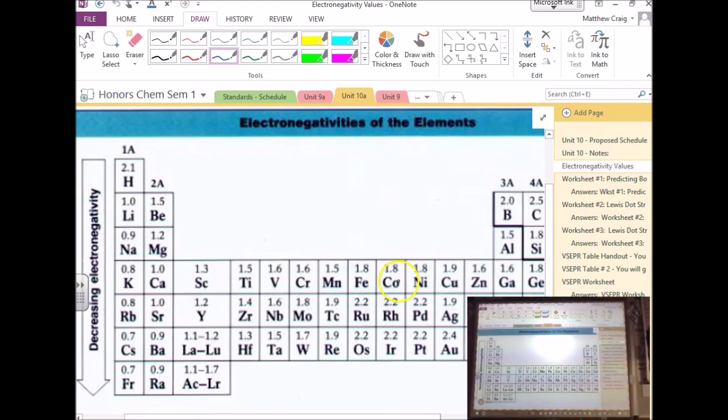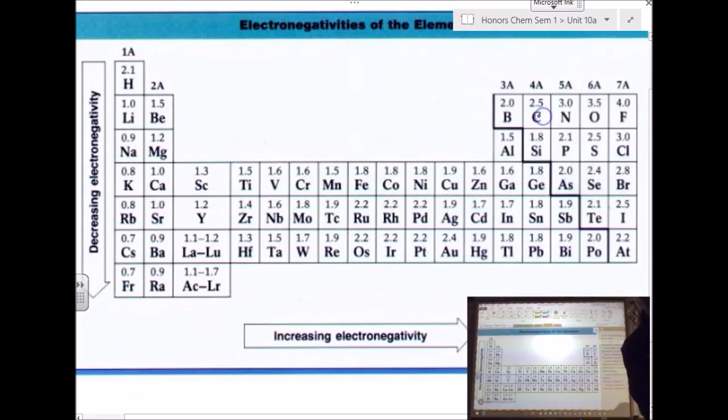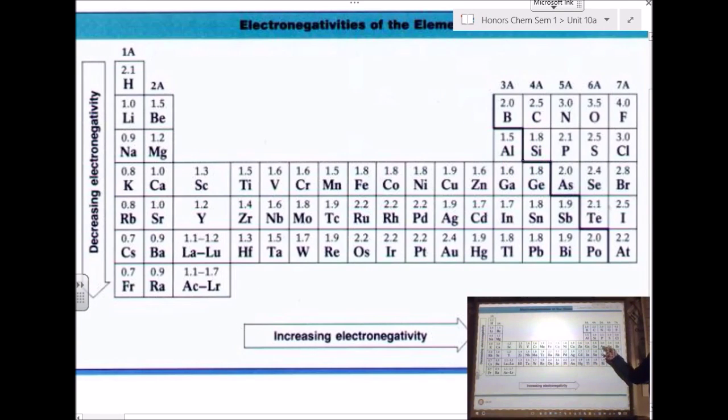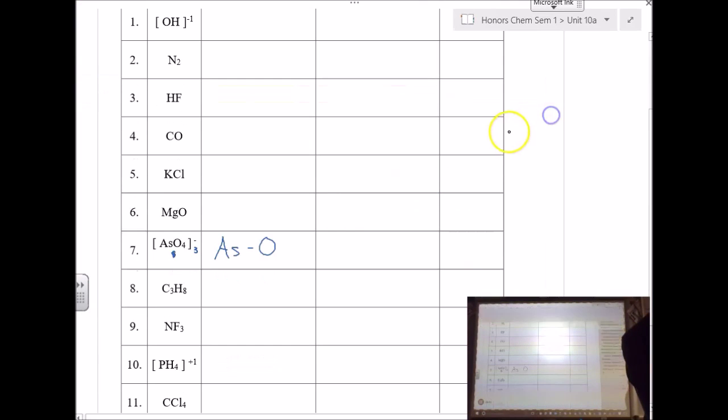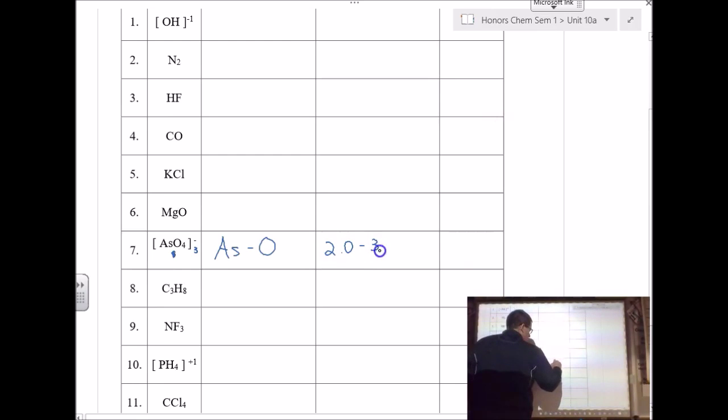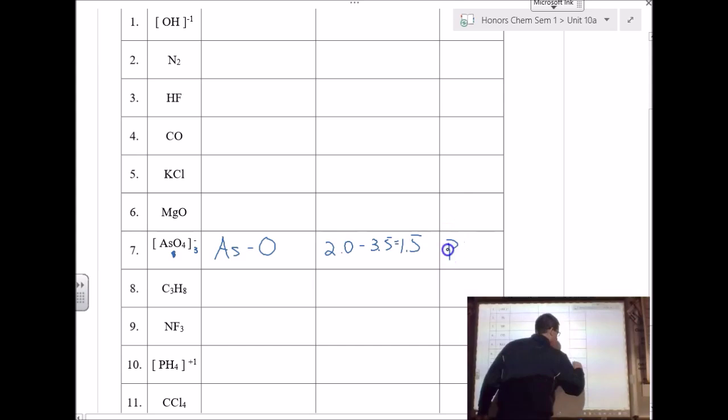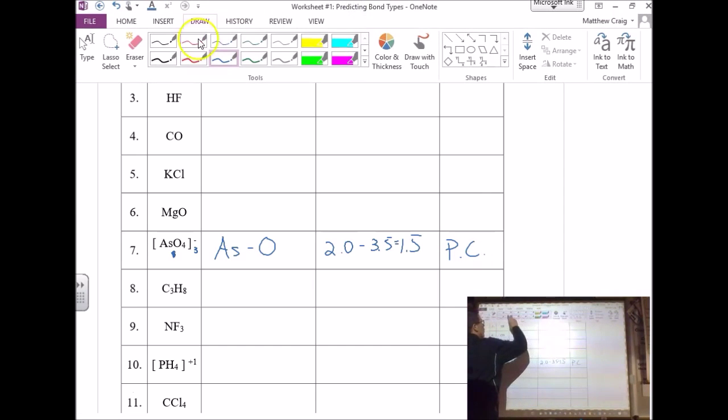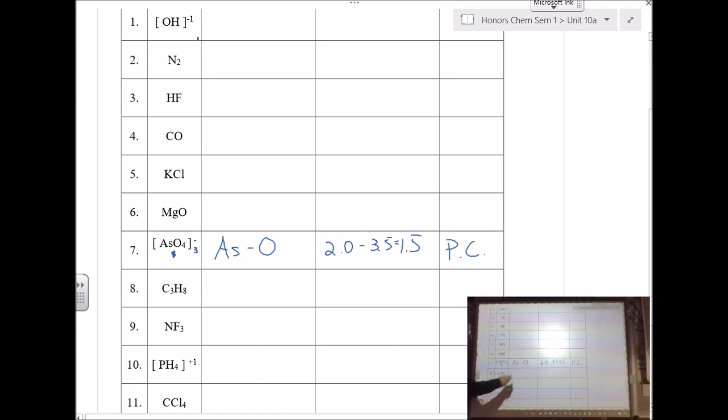So going back, here's what I want. I want you to write one of each, so As and then O, and then write the differences in the electronegativities in the next box. So go to your electronegative table. So where's arsenic at? So arsenic's 2.0, and what was the other one? Oxygen, 3.5. So 2.0 and 3.5, and that's a difference of what? 1.5. So what type of bond do we have? Polar covalent, good. And then, since this is polar covalent, go ahead and tell me what the partial charges are. So arsenic has a partial positive, where oxygen has a partial negative.